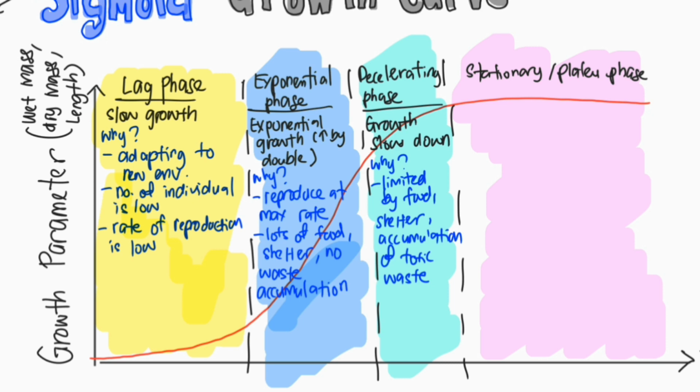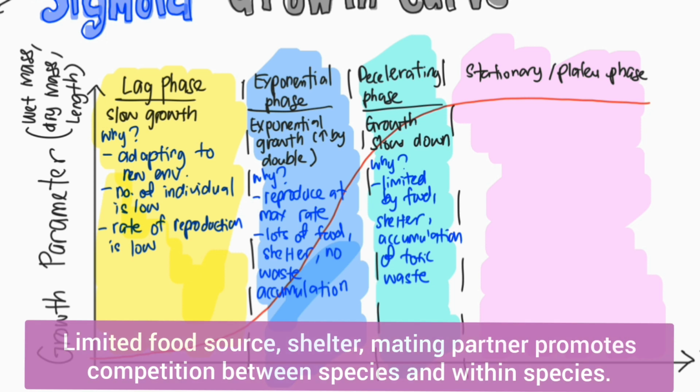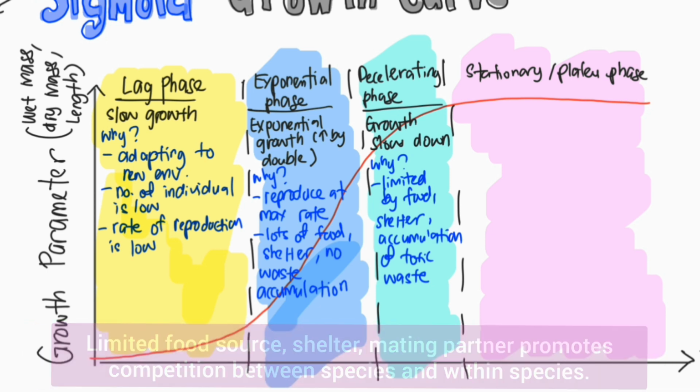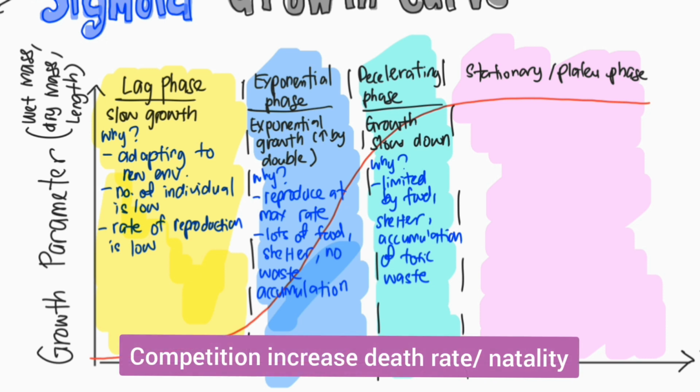So bila all these factors start to become limiting, akan ada competition between the individuals in the population. So bila ada competition, akan menyebabkan death rate, kadar kematian pun starts to increase. So another reason kenapa the size of population tidak double macam exponential phase tadi, walaupun growth itu masih berlaku.